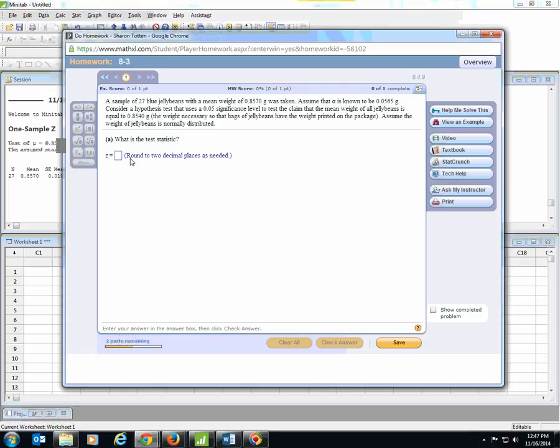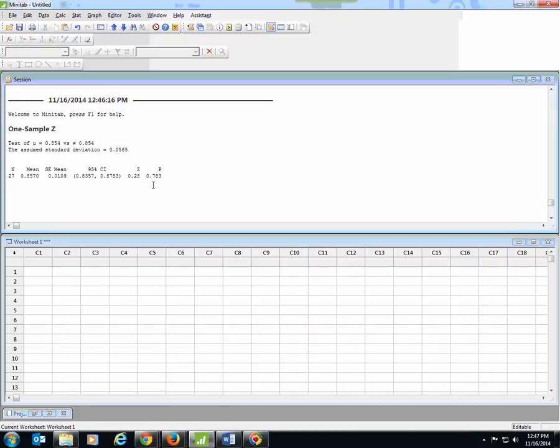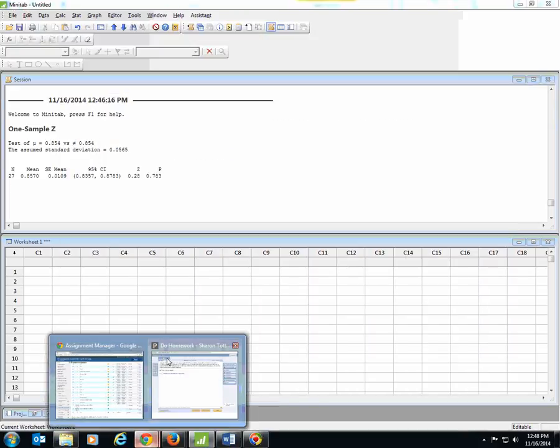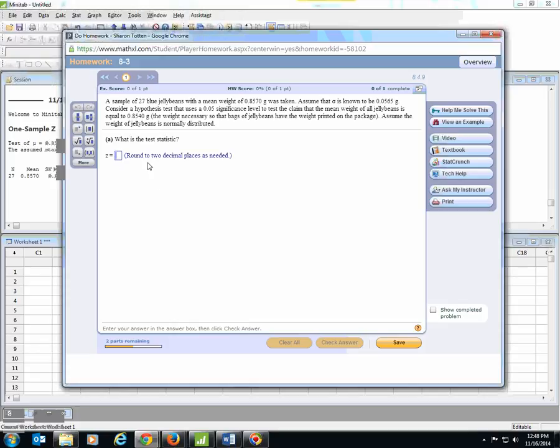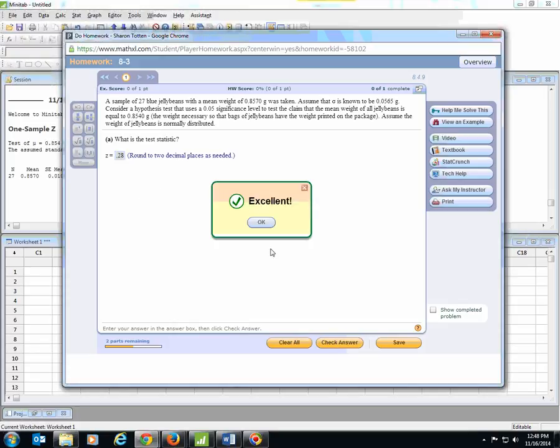Alright, this one is testing our test statistic, and it wants to know what is our z-score. So let's go back and see what Minitab told us. It says that it is 0.28. Let's check it out and see. Are your fingers crossed? Ready? Woohoo! We win. Good job, and I hope you have fun working through Minitab and testing a claim about a mean.